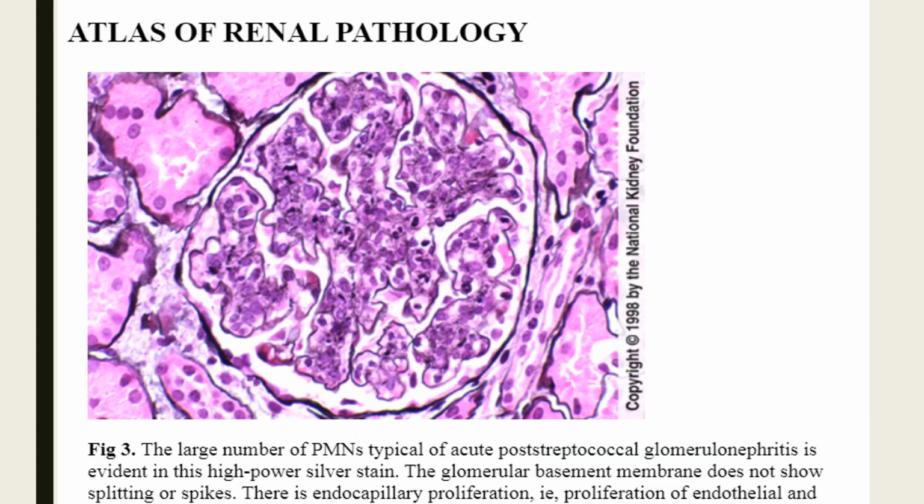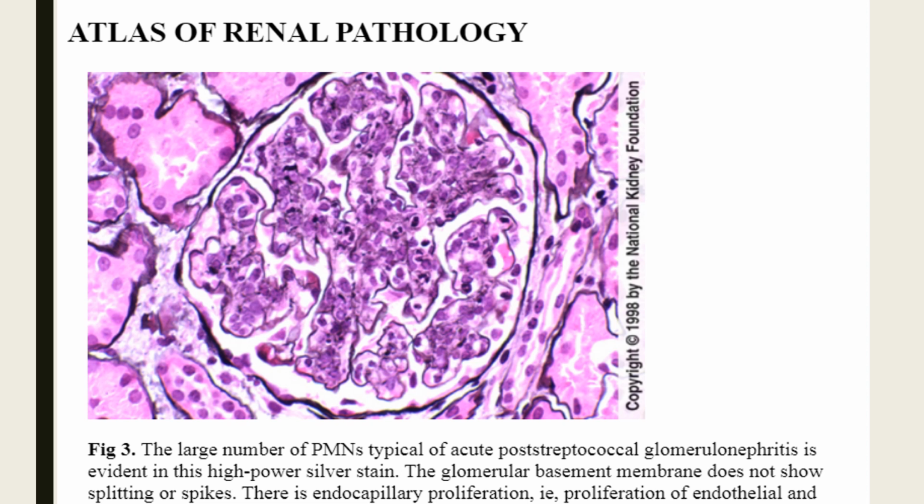And then this is another slide, which is at high power. I think this is times 40, and I think it's silver stain, but I have to confirm. Again, from the National Kidney Foundation, Atlas of Renal Pathology. Here we can see that the glomerulus looks lobulated. There are a lot of cells. There's infiltration of neutrophils, and also an increase in nuclei.